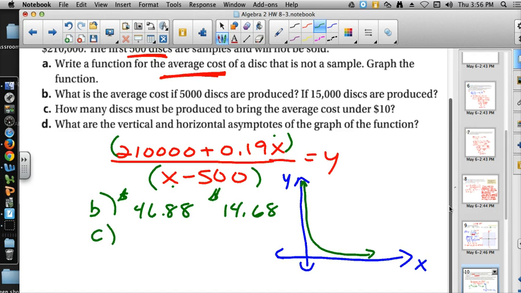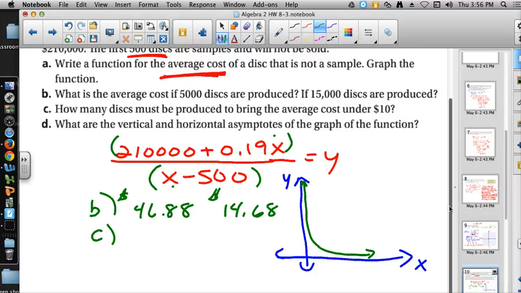And then C is how many discs must be produced to bring the average cost under $10. You could put the 10 in for Y, and you could solve this by cross multiplying. Or you could put in $10 for Y sub 2 and graph it and hope to be able to see it.